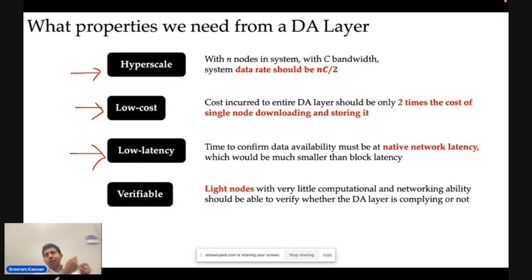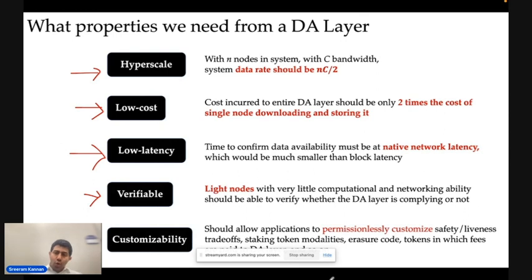It should be verifiable. Anybody who wants to verify that the nodes in the DA system are doing their thing should be able to verify it without having to download all the data. This is the property we call verifiability, where a simple light node can verify the data. And finally, you want it to be customizable. Customizable basically means somebody wants a different quorum, somebody wants to use their own token, somebody wants different kinds of properties. We want to be able to allow for all of these. So this would be an ideal DA layer in our view: hyperscale, bandwidth not a limit, low cost, low latency, verifiable, and customizable.